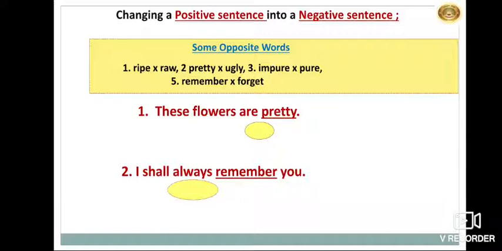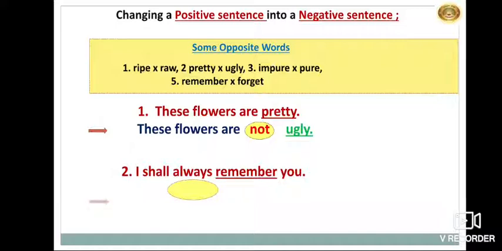So we'll understand it with the help of example. Now see the first sentence. These flowers are pretty. Now this is a positive sentence. Now how will we change it into a negative sentence? See here. These flowers are not ugly. Means the same thing, that these flowers are pretty. Now we have not changed the meaning and we have put it into a negative form by using not and the opposite of pretty, that is ugly.